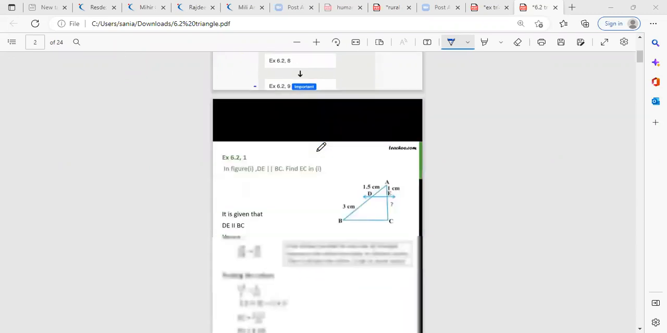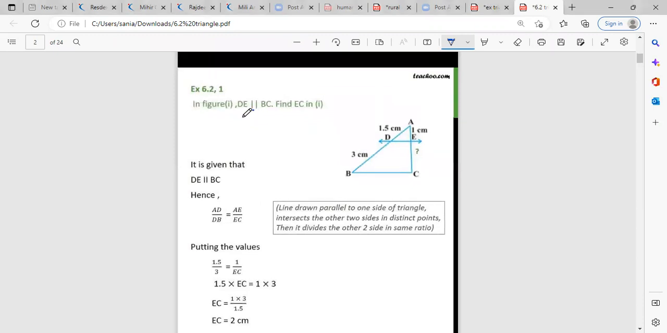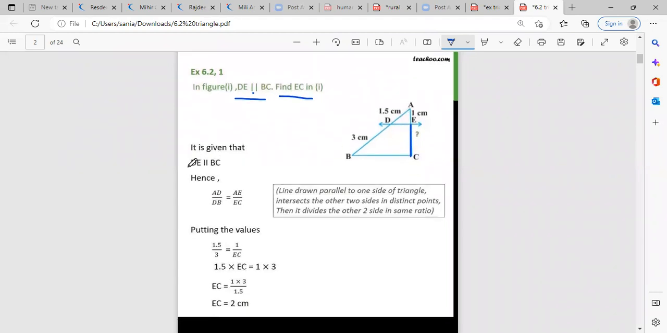Okay, let's start with question number 1. In the figure, it is given that DE is parallel to BC, and you have to find EC. Since DE is parallel to BC, the sides are proportional: AD divided by DB equals AE divided by EC. I hope you can find it out.